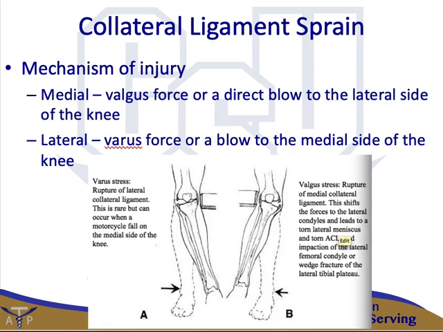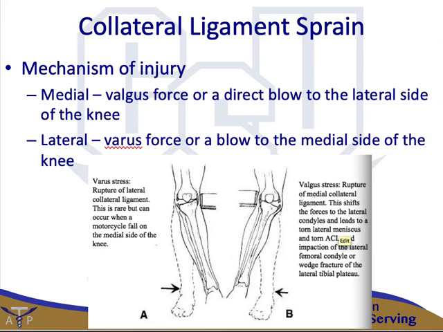The other two ligaments of the knee are on the sides. So we have the LCL and the MCL. The MCL attaches from the femur to the tibia on the inside of the knee, and the deep fibers of the MCL are also attached to the medial meniscus. And we'll get to meniscal injuries next. But when we look at the MCL, these are typically injured with a valgus force, so a direct blow to the lateral side of the knee, forcing or opening up that medial side.